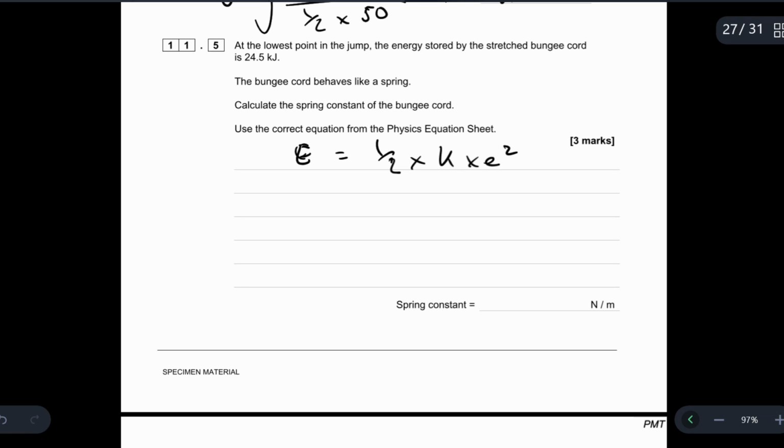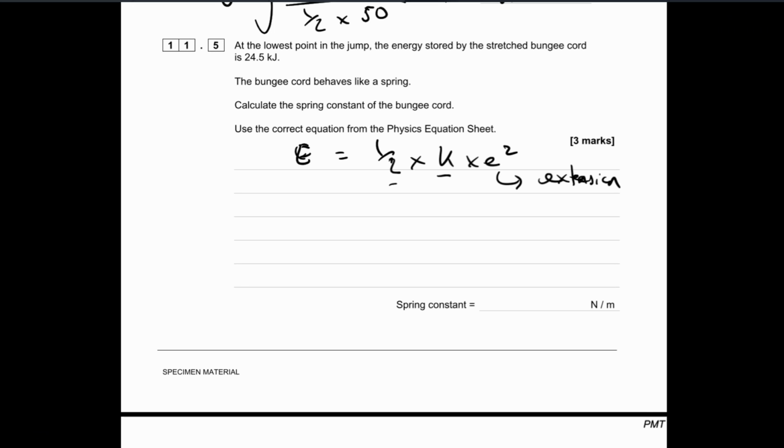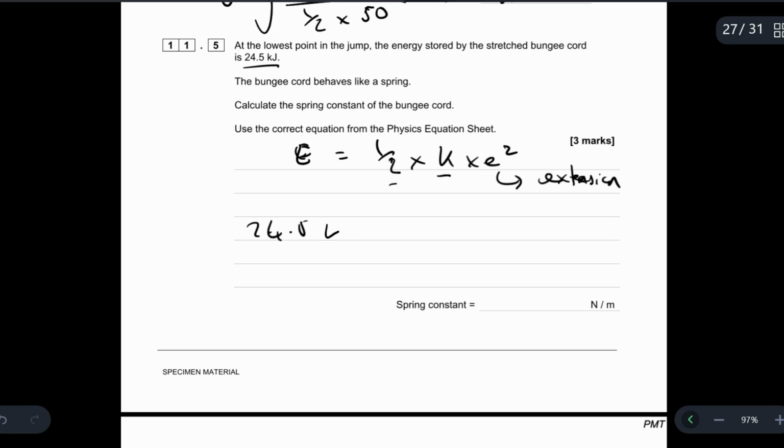It's very similar to the equation we used above for kinetic energy, but the energy stored within a spring is half times the spring constant times the extension. So the e is extension here. Now we're just going to plug in our numbers. We know that the energy stored by our spring, which in this case is our stretched bungee cord, was 24.5 kilojoules. So you plug that in: 24.5 kilojoules is equal to a half times the spring constant times the extension.